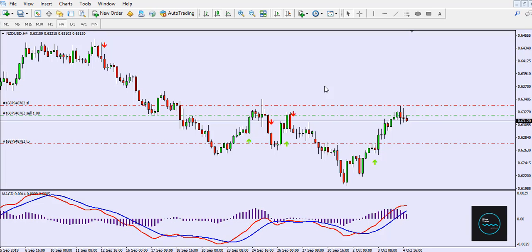So don't be stuck in a certain mindset. For instance, you believe that because the trend is up, there's no reason why you should take a sell trade. No. If you see an opportunity to take a sell trade in an uptrend, you take it. And this is one of the examples.